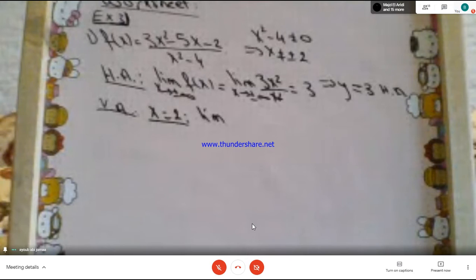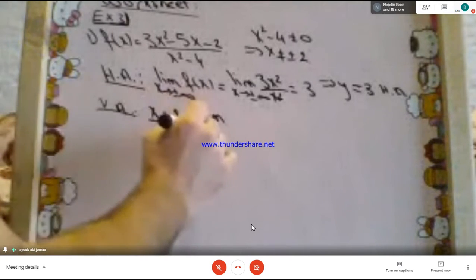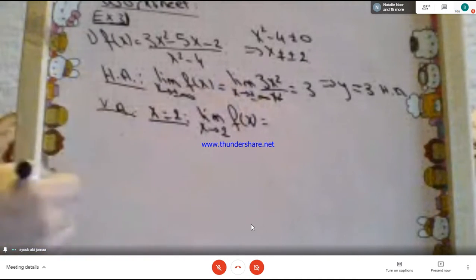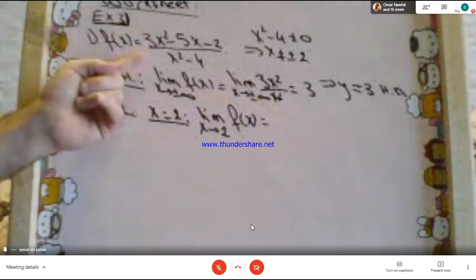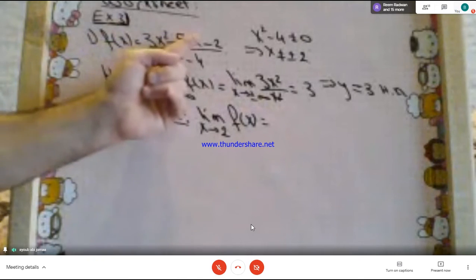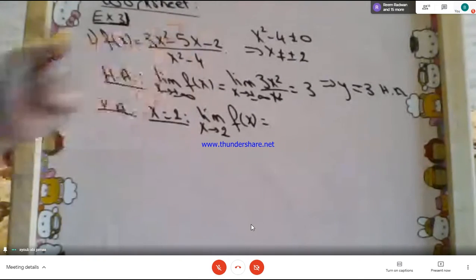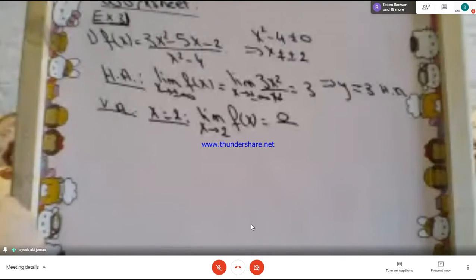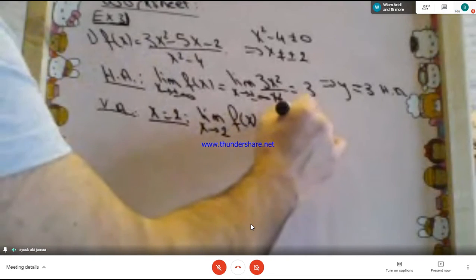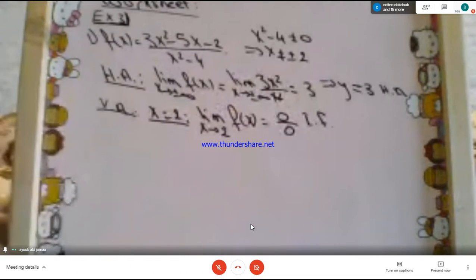Okay. Now the limit as x approaches 2 of f of x. Replace here x by 2. So you get 3 times 4, 12. 12 minus 10, 2. 2 minus 2, 0. 2 squared minus 4, which is 4 minus 4, it's also 0. Then it is an indeterminate form.